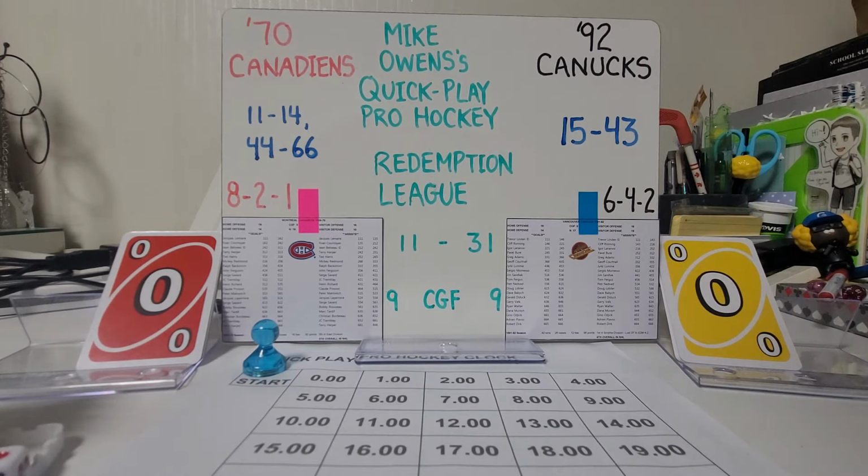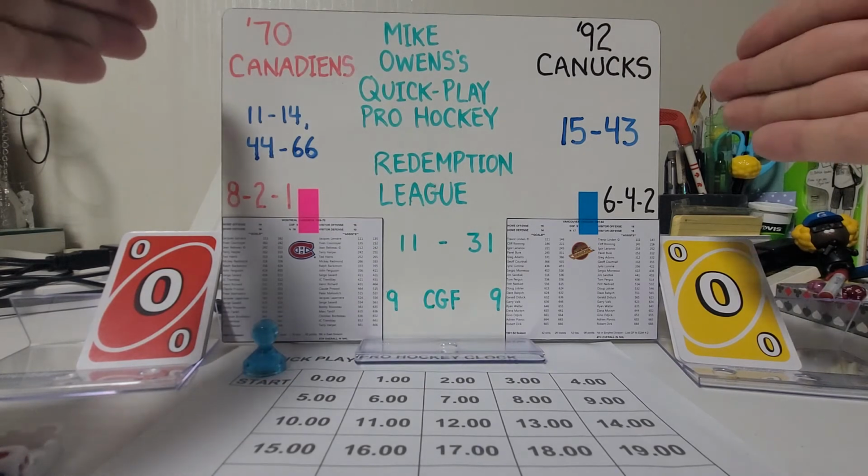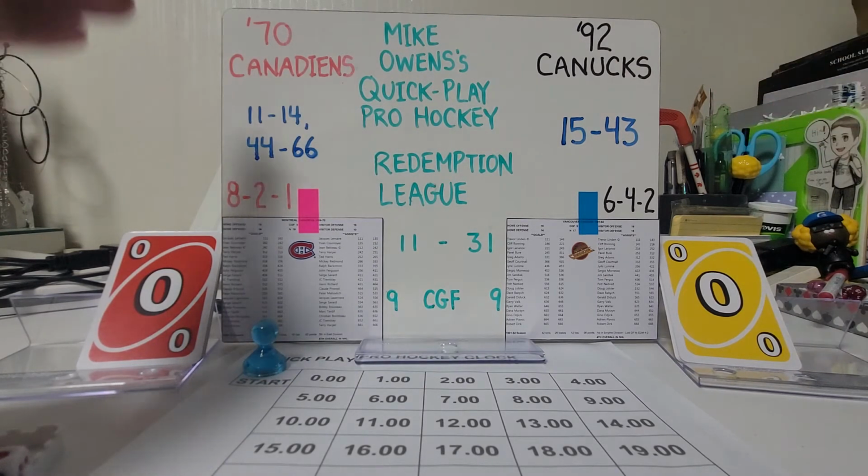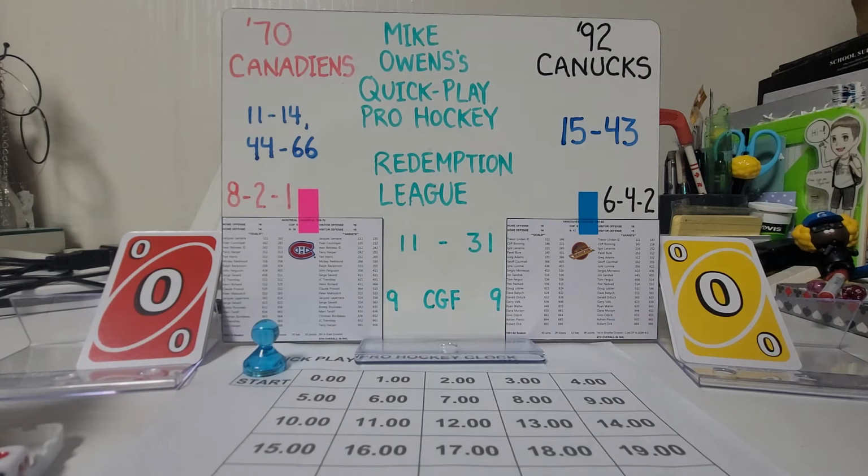I'm back with some Mike Owens Quick Play Pro Hockey here for you. It's a clash of the teams that are in first in the respective conferences. You have the 1970 Montreal Canadiens coming into this one with a record of 8-2-1 up against the 1992 Vancouver Canucks, who are actually tied for first overall in the Mikita Conference.